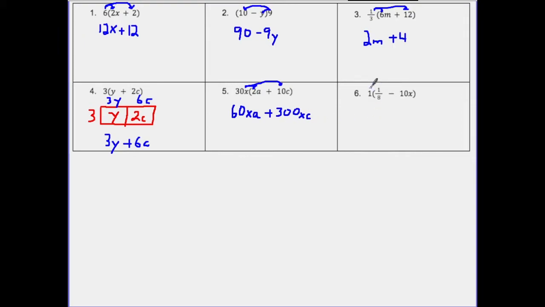That's not right. Next one, we're distributing the 1. 1 times an eighth is an eighth. 1 times negative 10x is negative 10x. Not like terms, so we have to leave it like that.